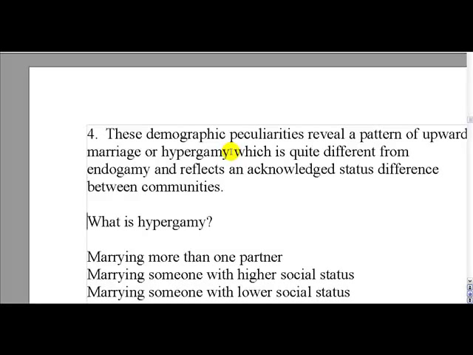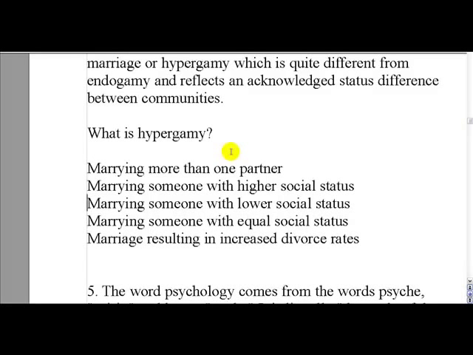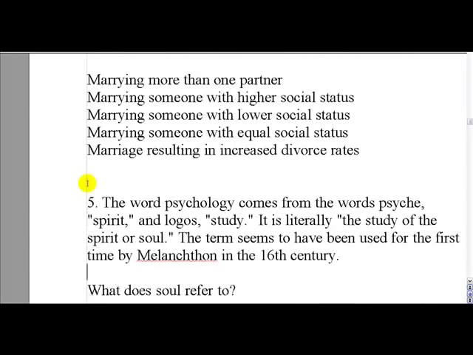So what is hypergamy? Marrying more than one partner, marrying someone with higher social status, marrying someone with lower social status, or marrying someone with equal social status, or marriage resulting in increased divorce rates. So it means upward marriage, so I think B is going to be your best answer because of upward marriage and higher social status. All right, let's take a look at 5.